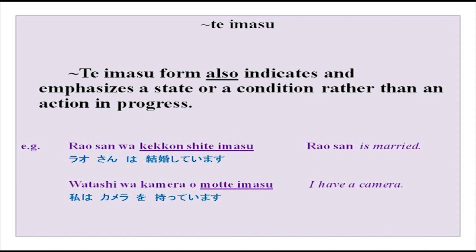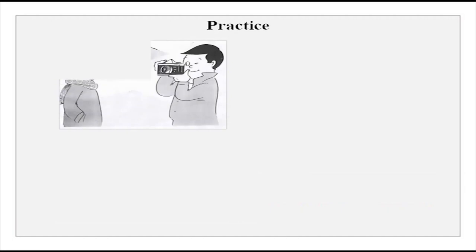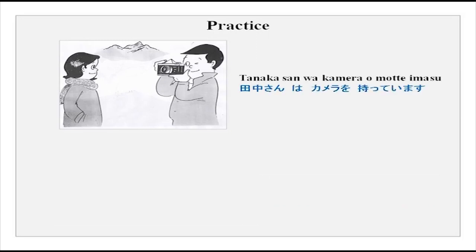You will see here when we practice, there is a picture of Tanaka-san and Mariko-san over here and let us see what they are doing. Tanaka-san is taking a picture. So, Tanaka-san wa shashin o totte imasu. This is an action in progress. Tanaka-san wa Mariko-san no shashin o totte imasu. Now, over here we can also say Tanaka-san wa kamera o motte imasu. He has a camera in this te imasu construction.